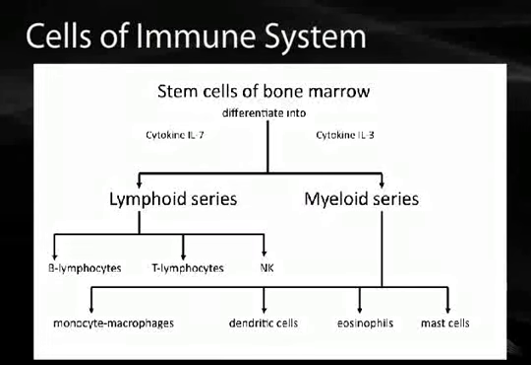The lymphoid series further breaks down into B lymphocytes, T lymphocytes, and NK lymphocytes, and the myeloid series breaking down into monocyte macrophage type cells, dendritic cells, eosinophils, and mast cells.